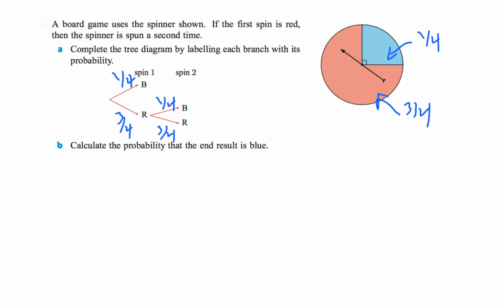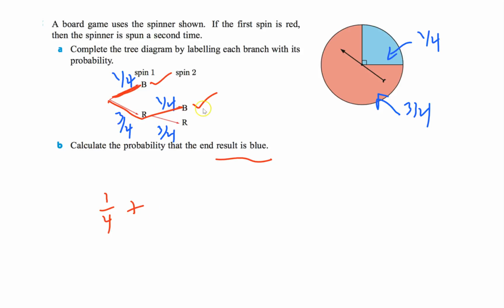Now look at the question. Calculate the probability that the end result is blue. So you just want to get blue any way you can get it. There's a blue right there, there's a blue right there. The way you get this blue, you just spin it: 1/4. The way you get this blue, it's red and then blue.